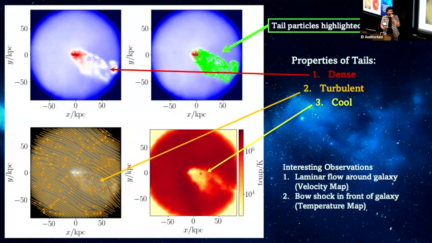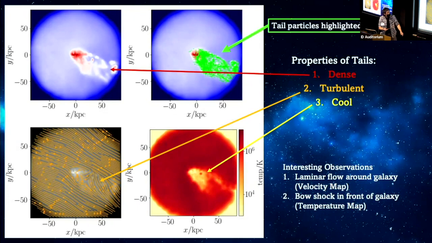The first thing is that the tail gas is often dense. Between the disk and the virial radius, the densest gas is often the tail gas, as you can see in the top left and the top right, where I've also highlighted the tail particles in line. Another interesting property is that in the velocity map in the bottom left, the flow looks largely laminar and parallel around the galaxy, but in the wake of the tail itself there is a lot of turbulence going on. That is strongly suggestive that there could be some turbulent mixing processes going on there.